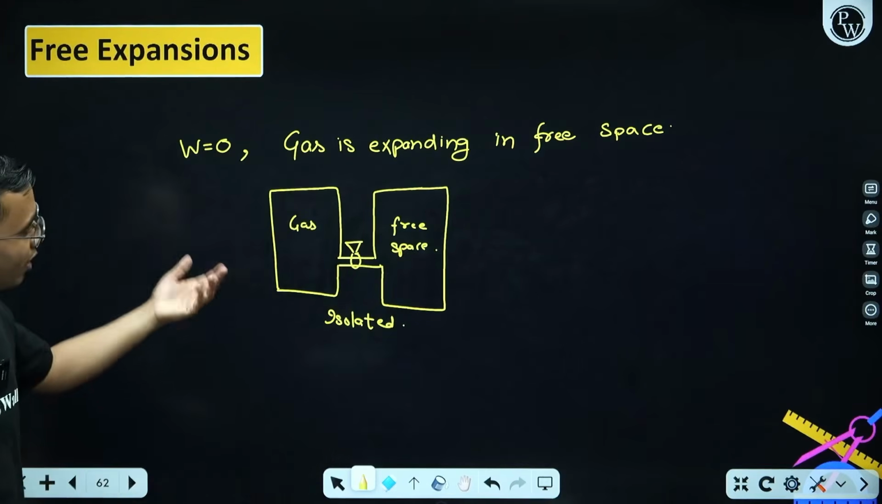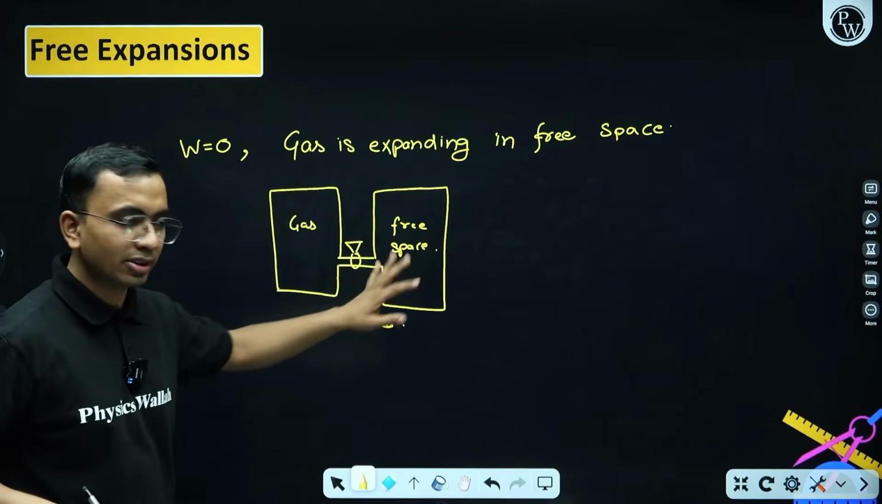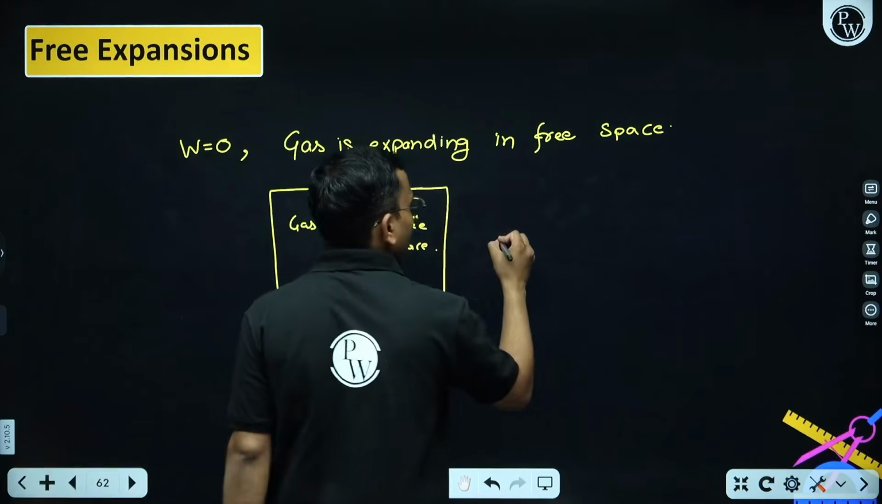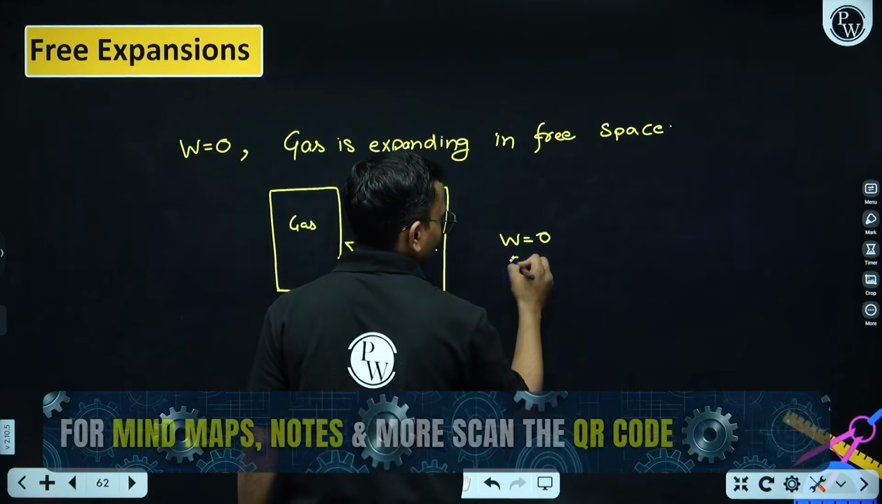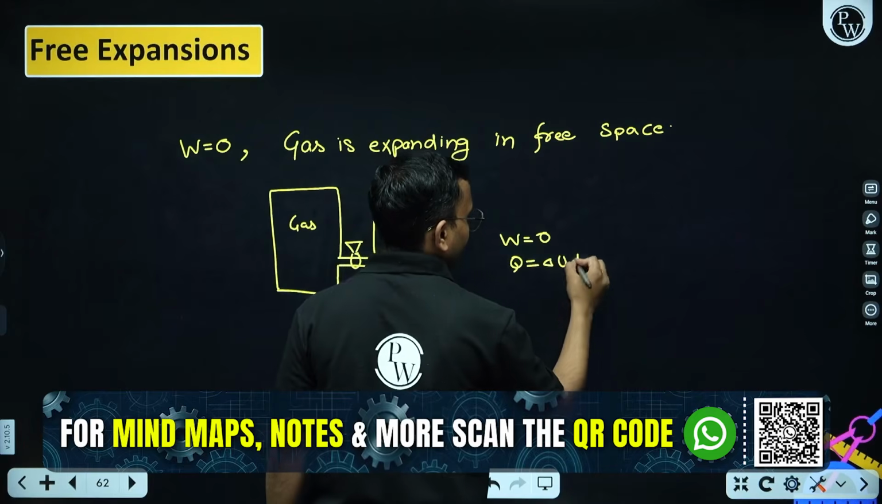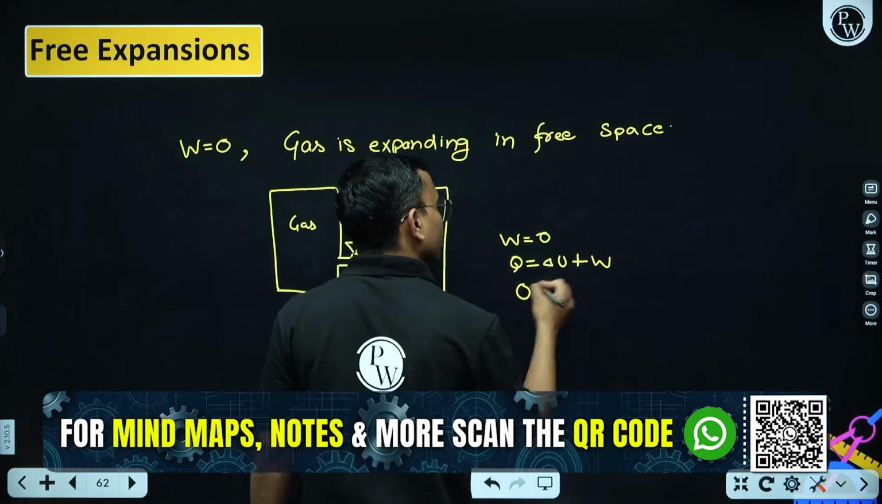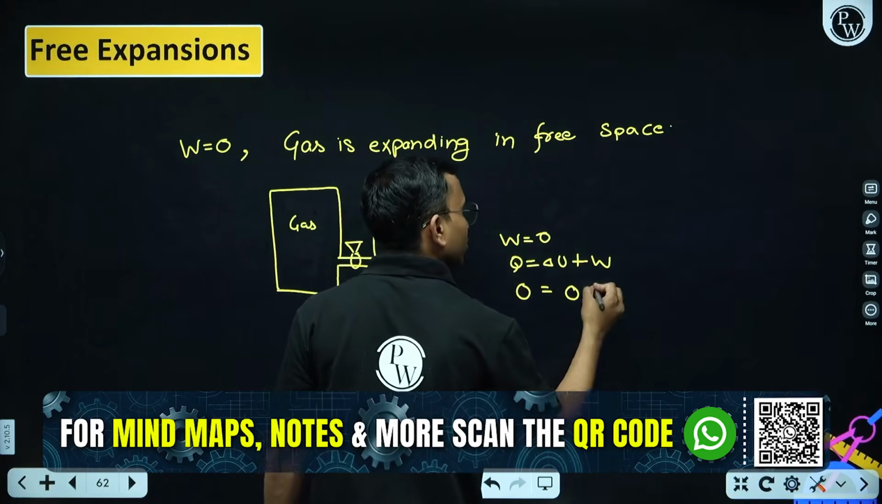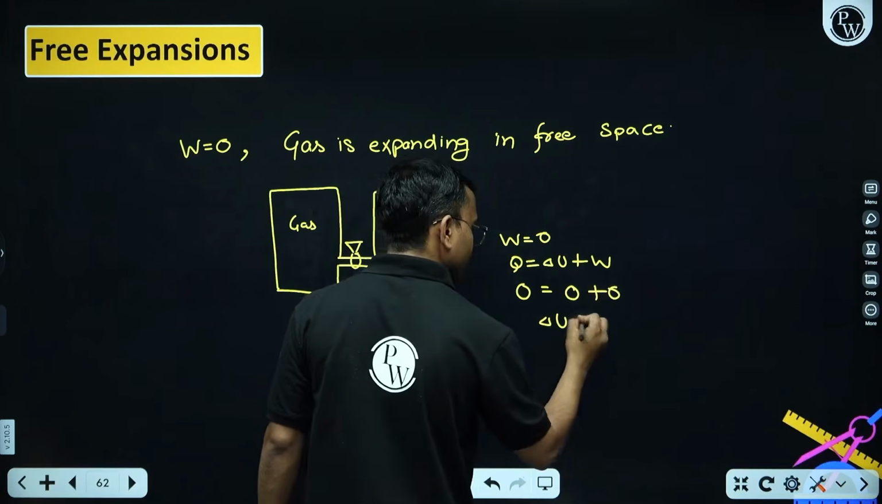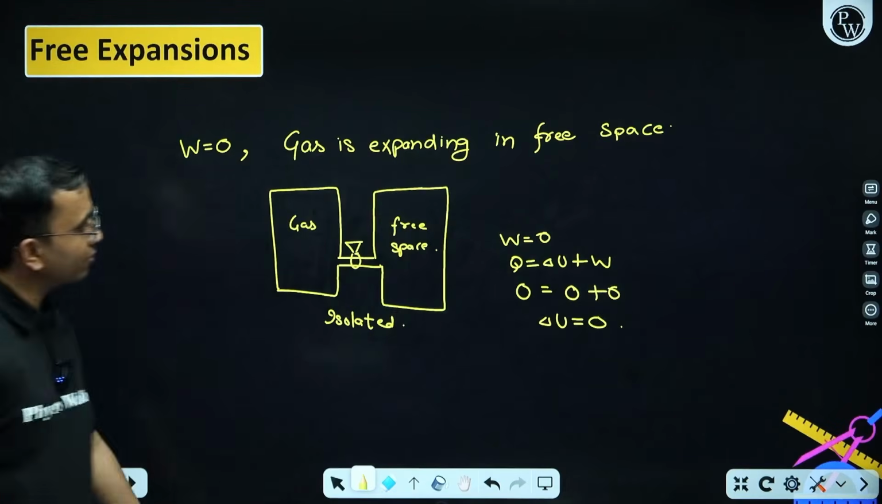You open the valve, the gas expands like this. The system is isolated, work done is equal to 0. Q is equal to delta U plus W. System is isolated, so Q is also 0. Work done is 0, so delta U is 0 for these types of systems.